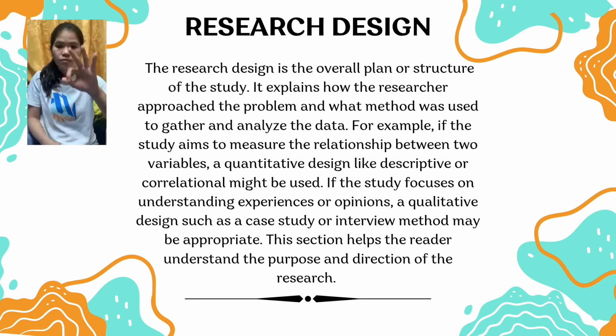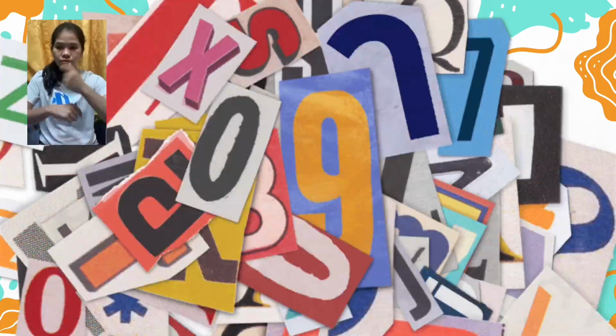For example, if the study aims to measure the relationship between two variables, a quantitative design like descriptive or correlational might be used. If the study focuses on understanding experience or opinions, a qualitative design such as a case study or interview method may be appropriate. This section helps the reader understand the purpose and direction of the research. So basically, the research design is the blueprint of your study, either you're using quantitative or qualitative study or mixed studies.